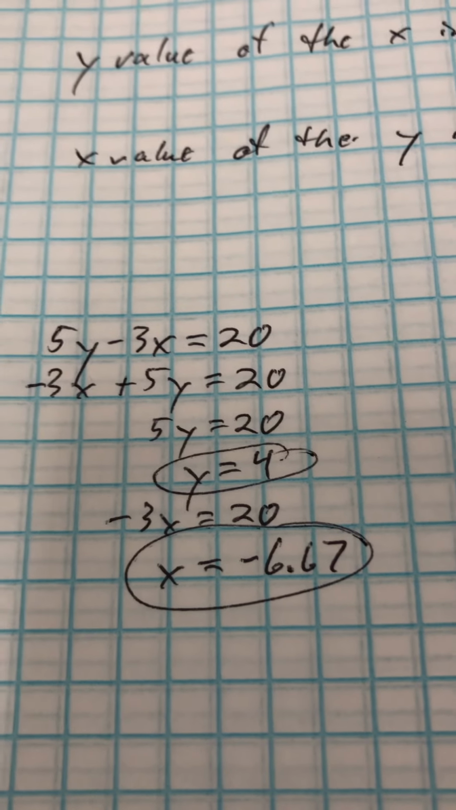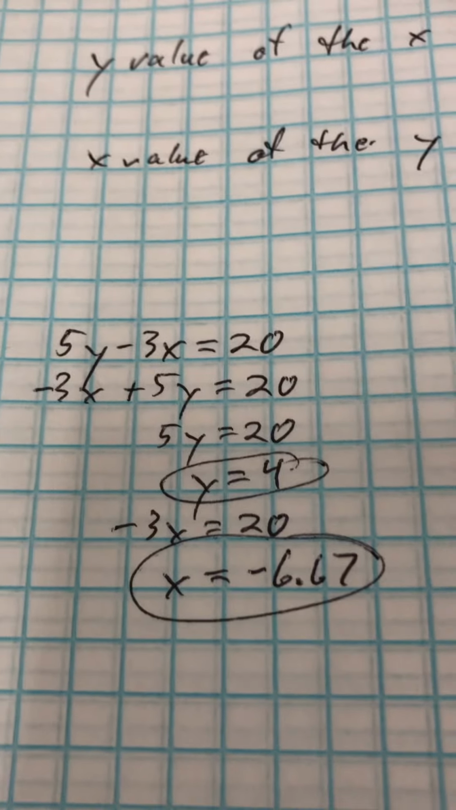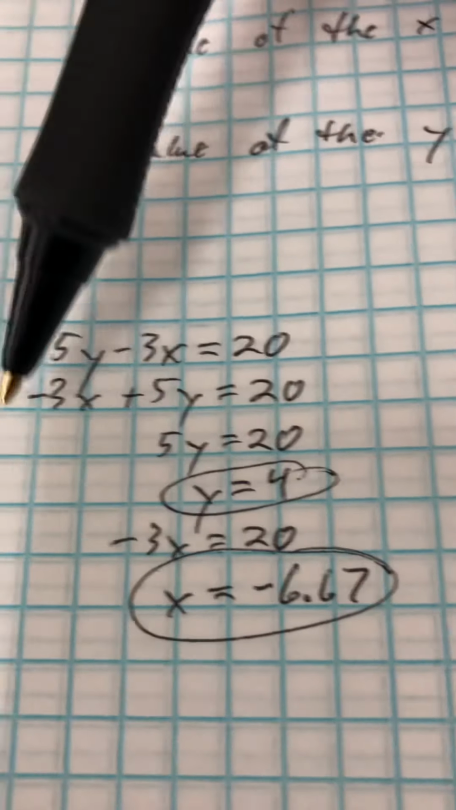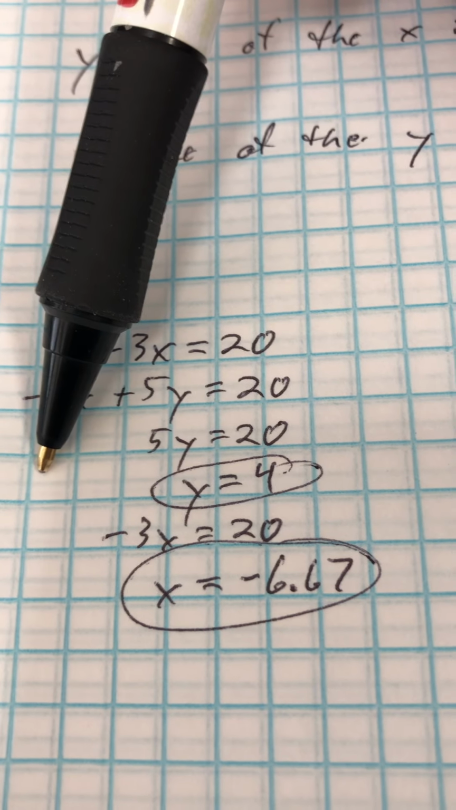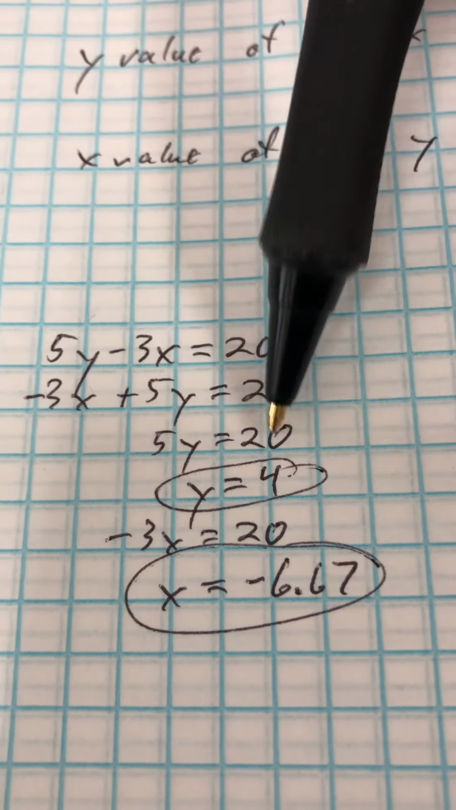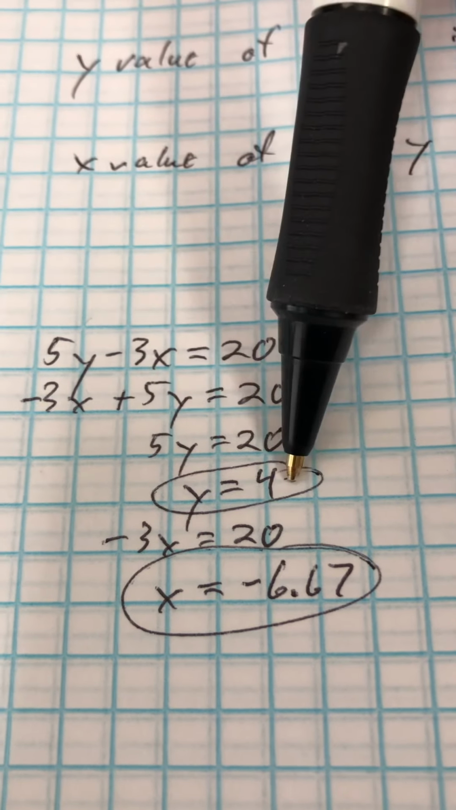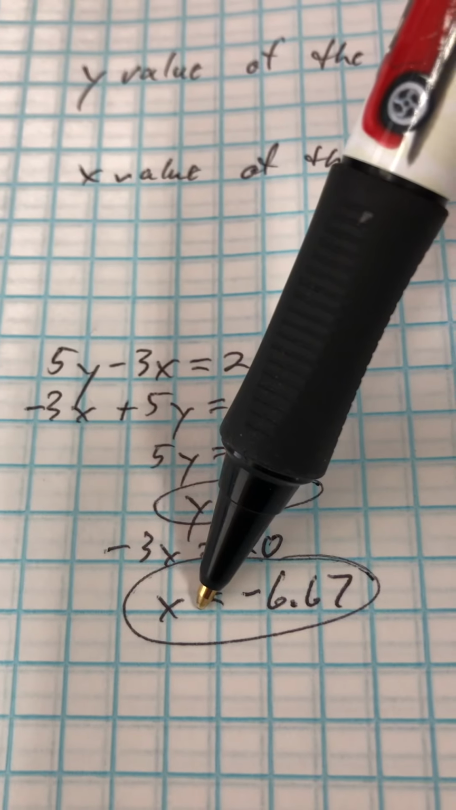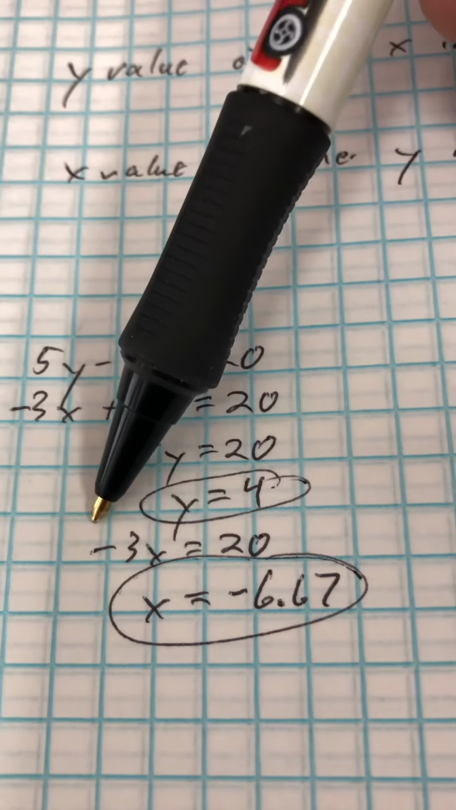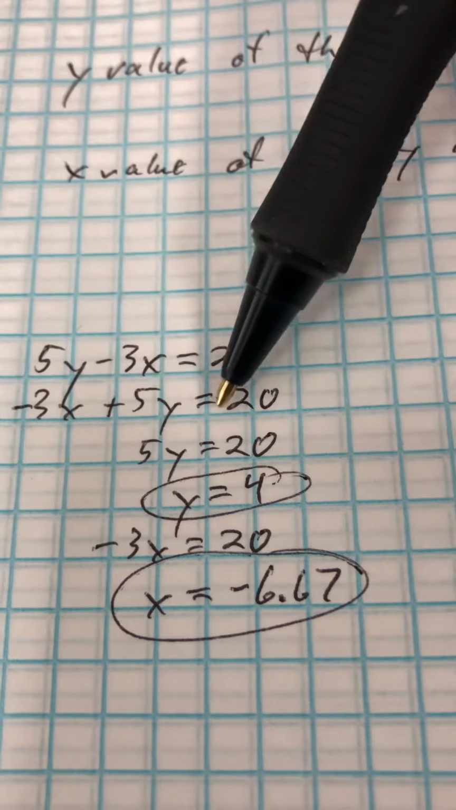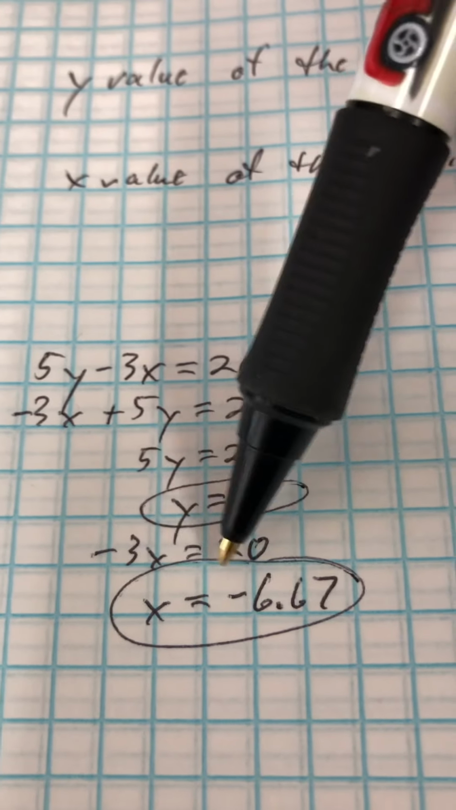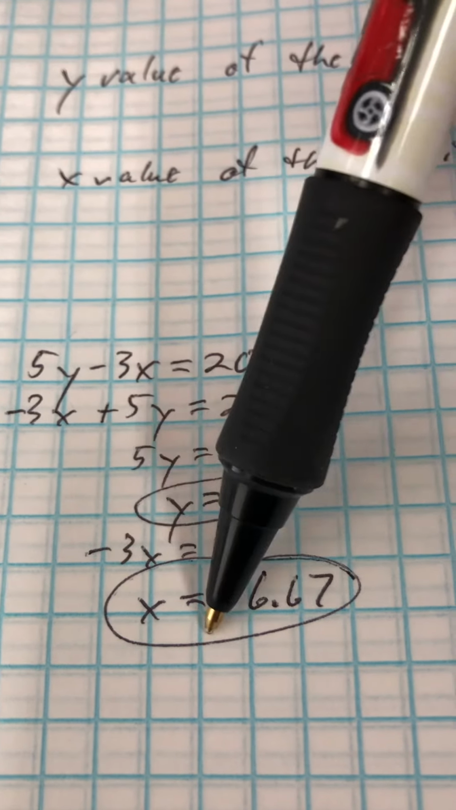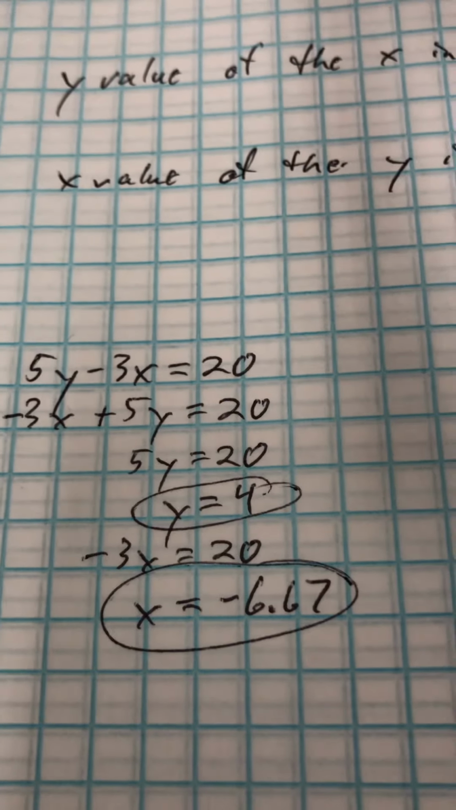It doesn't matter which, you didn't need to do that, but I just did that so it looks like your other ones where the x is first, because this one, I don't know if you noticed, but the y was first. So when x is 0, I'm left with 5y equals 20. I take 20 divided by 5. That gives me 4 for my y value. My x, when my y is 0, I have negative 3x equals 20. So I just take 20 divided by negative 3, and I get negative 6.67.